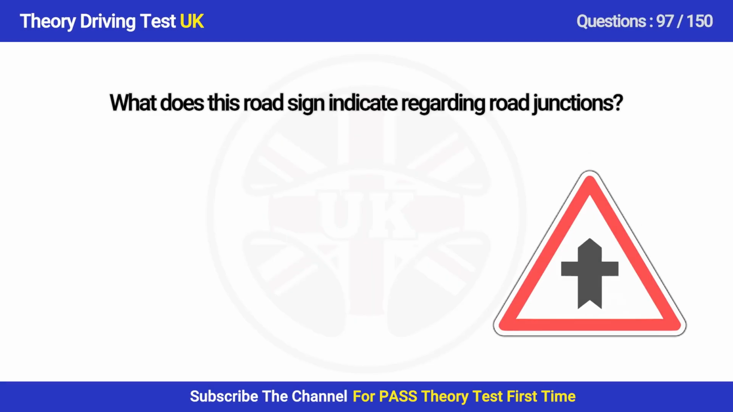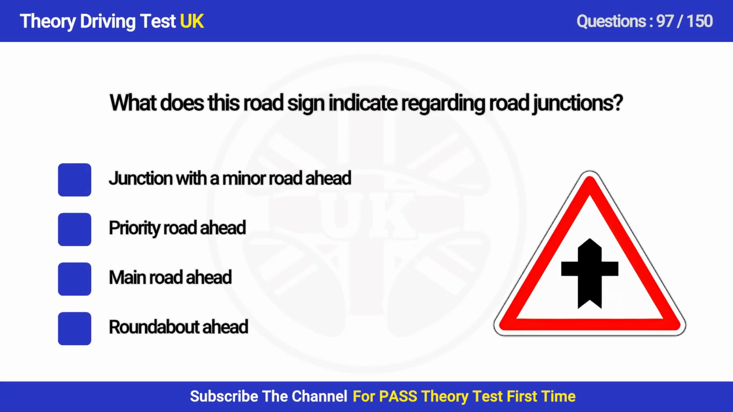Question 97. What does this road sign indicate regarding road junctions? A. Junction with a minor road ahead. B. Priority road ahead. C. Main road ahead. D. Roundabout ahead.